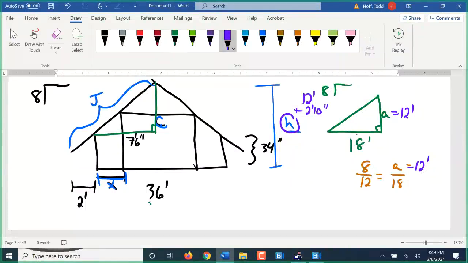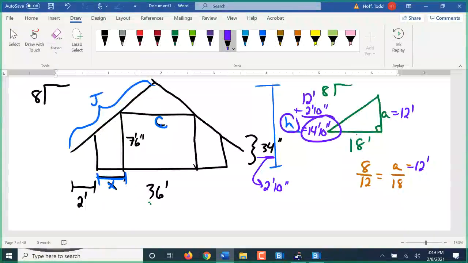Where did I get the 2 feet 10 inches? That's the 34 inches, you got it. 12 plus 2 feet 10 inches is 14 feet 10 inches. That is my overall height. Now just to clear up my diagram, I'm going to take that green triangle out of there.